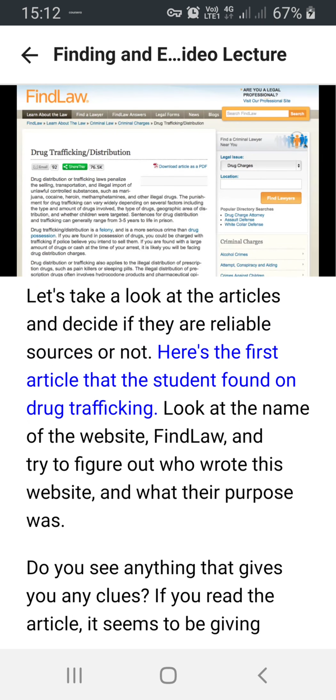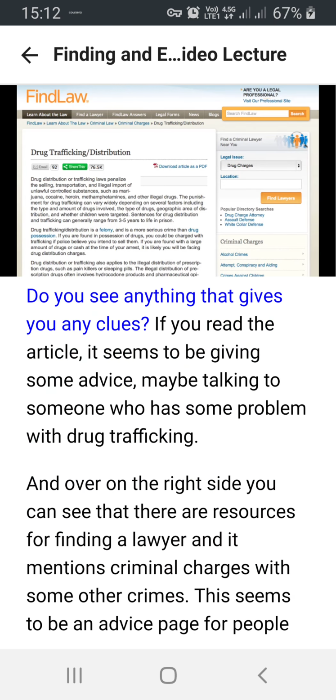Here's the first article that the student found on drug trafficking. Look at the name of the website, FindLaw, and try to figure out who wrote this website and what their purpose was. Do you see anything that gives you any clues? If you read the article, it seems to be giving some advice, maybe talking to someone who has some problem with drug trafficking.